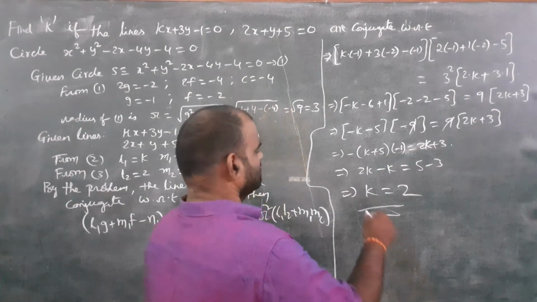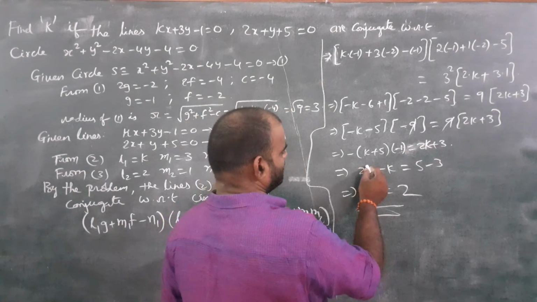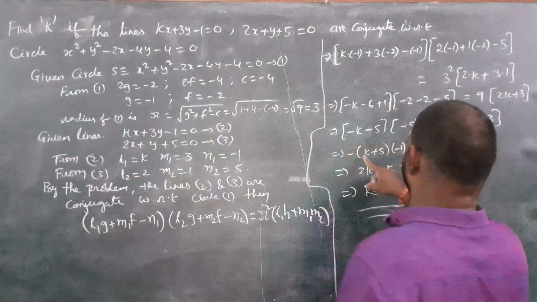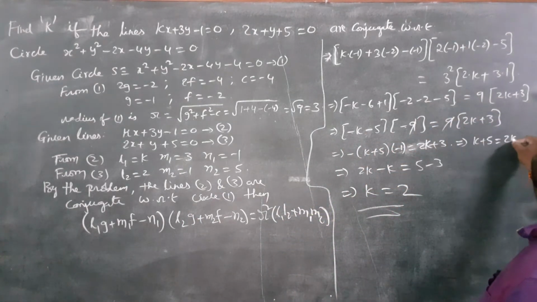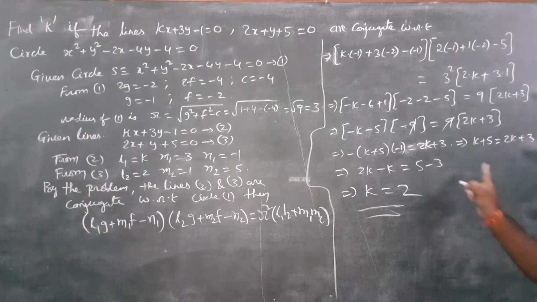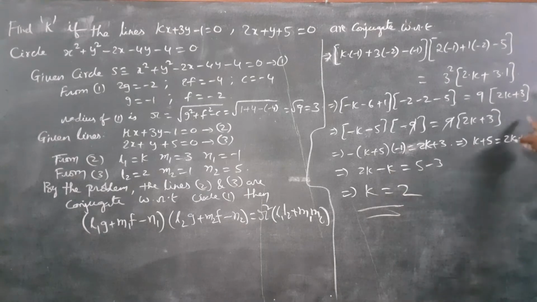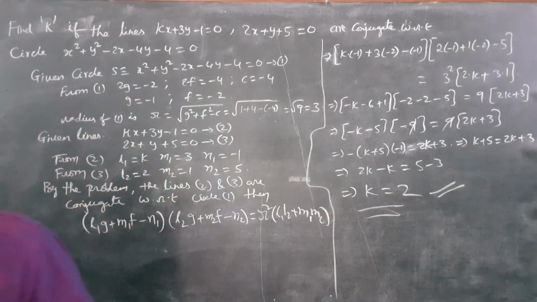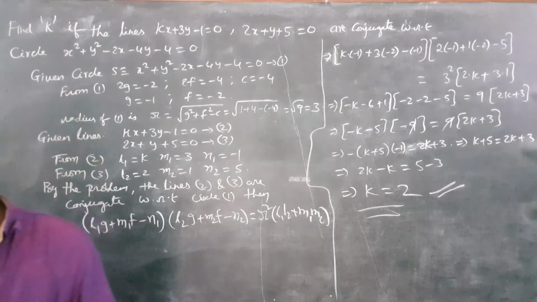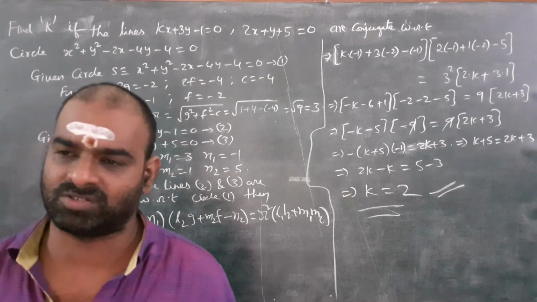So then what happened? You can write another step. This minus into minus becomes plus. So K plus 5 is equal to 2K plus 3. From this you get here. You send this K to this side, 2K minus K, and you take this 3 to this side, 5 minus 3. So that means K equal to 2. So like this we can easily find the value of K if the given lines are conjugate lines.